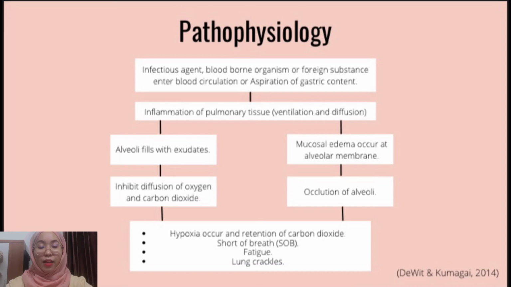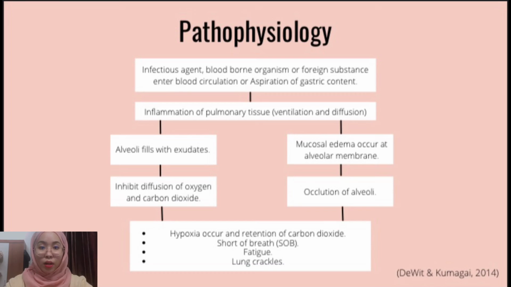Okay, next, let me move on to the pathophysiology of pneumonia. This disease happens when an infectious agent, bloodborne organism, or any foreign substance enters the blood circulation. It can also happen if aspiration of the gastric contents occurs. From these two, it can cause inflammation of the pulmonary tissue.